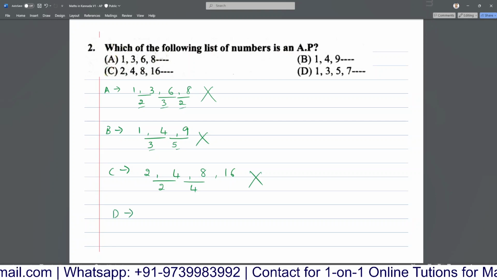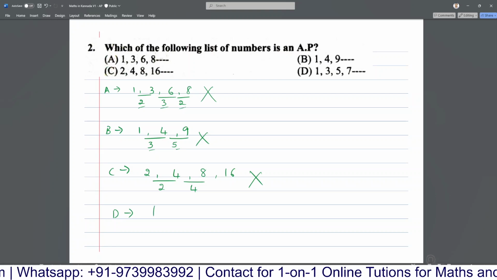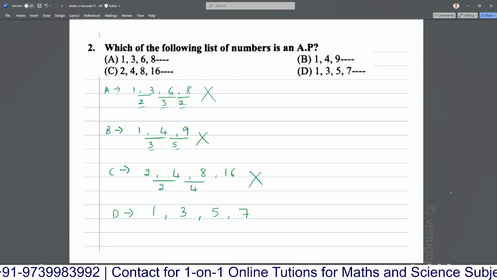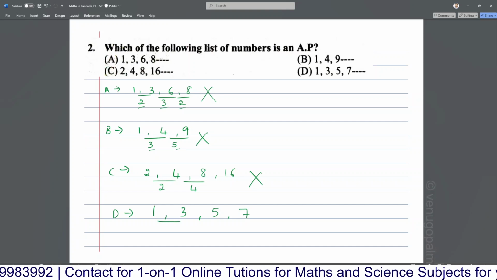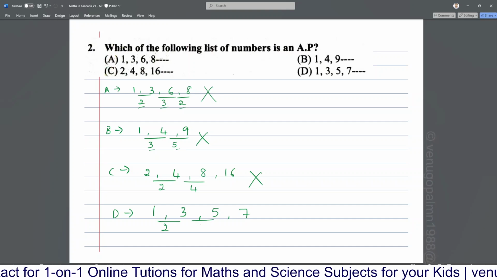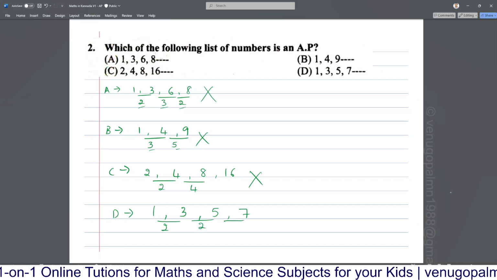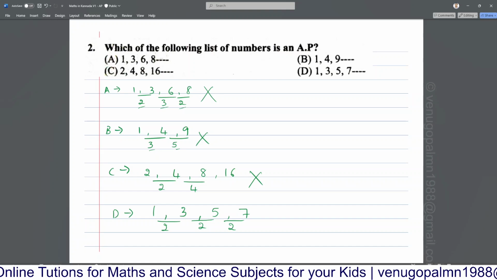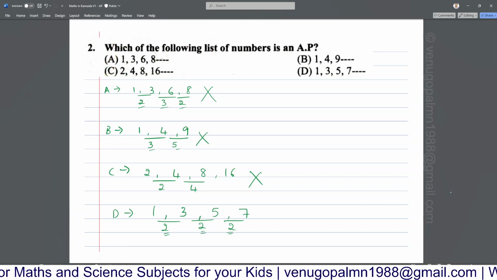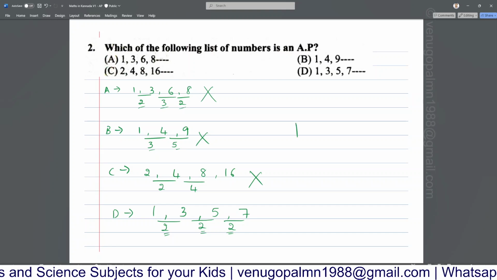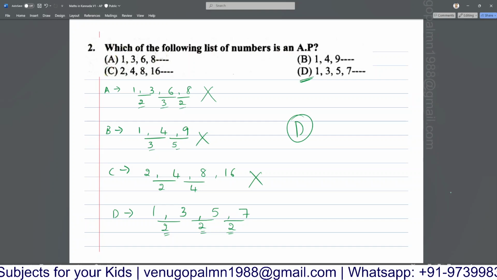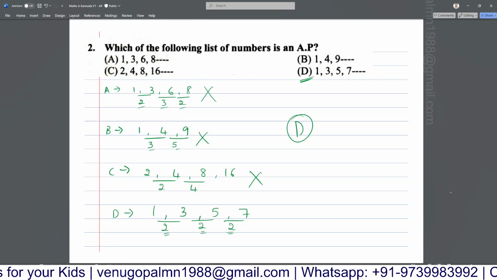So let us take an example of the sequence D, 1, 3, 5, 7. Calculate the difference between A2 and A1, which is 2. Calculate the difference between A3 and A2, which is 2. 5 minus 3 is equal to 2. 7 minus 5 also is equal to 2. D is consistent in all the cases. The common difference is the same. So option D is the right answer. So this is the arithmetic progression. Got it, guys?